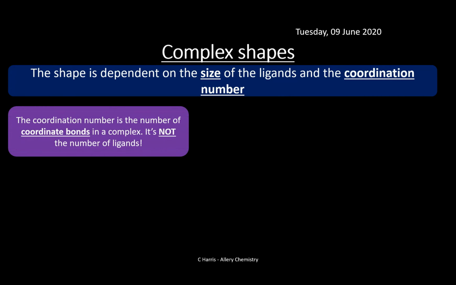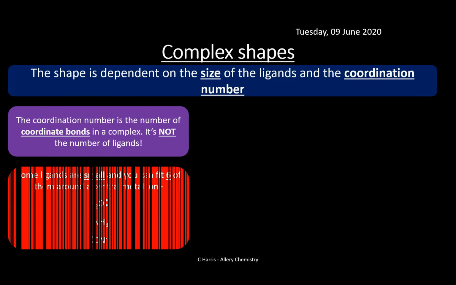So the coordination number is the number of coordinate bonds in a complex. It's not the number of ligands. Okay, so coordination number, number of coordinate bonds, not the number of ligands. So you might have, for example, EDTA can form 6 coordinate bonds. Okay, so it has a coordination number of 6, but we only have 1 ligand because EDTA is a large ligand. Okay, so let's have a look at the size of these ligands, because the size is important here.